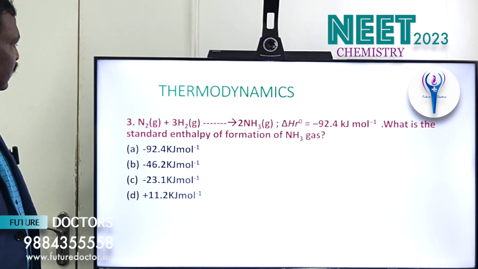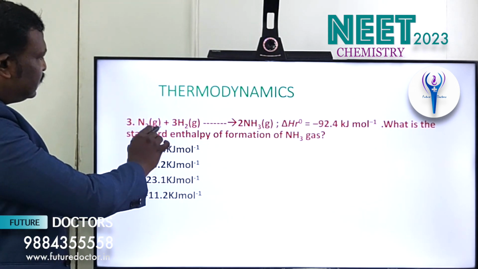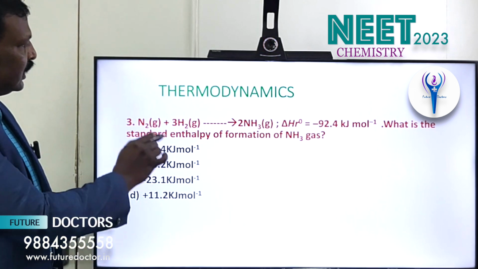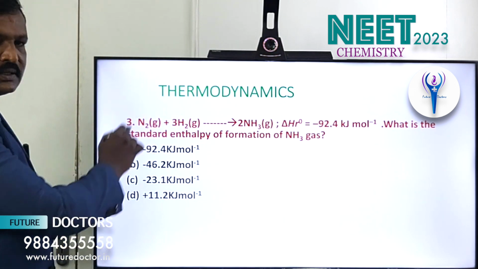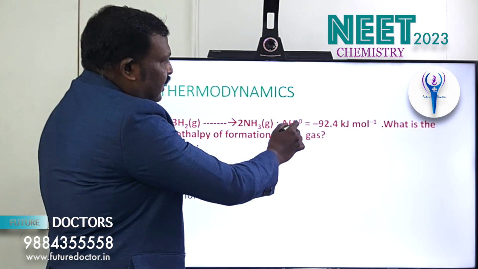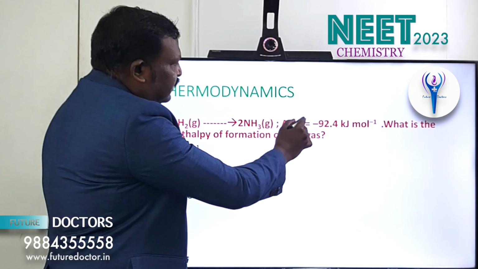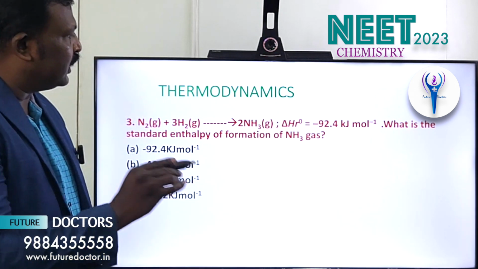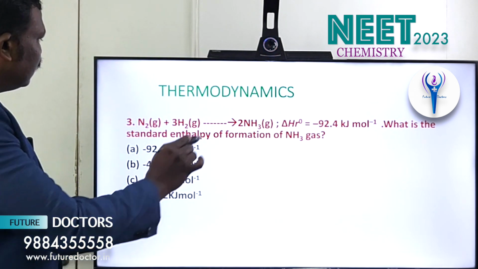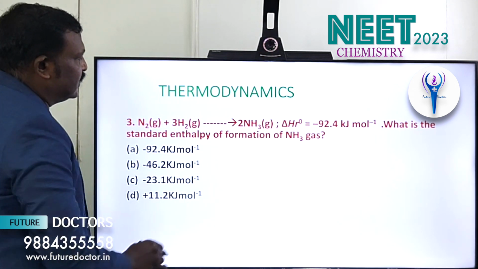See the third question. We have an equation. The equation is N2 plus 3H2 gives 2NH3, all in gaseous state. Del H for the reaction, this is called standard enthalpy of the reaction. The standard enthalpy of the reaction is minus 92.4 kilojoule per mole. What is the standard enthalpy of formation of ammonia gas?